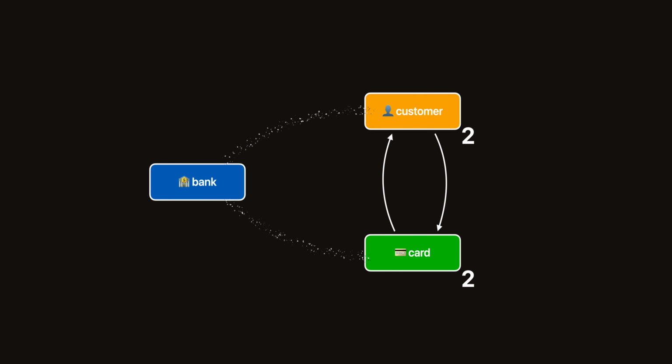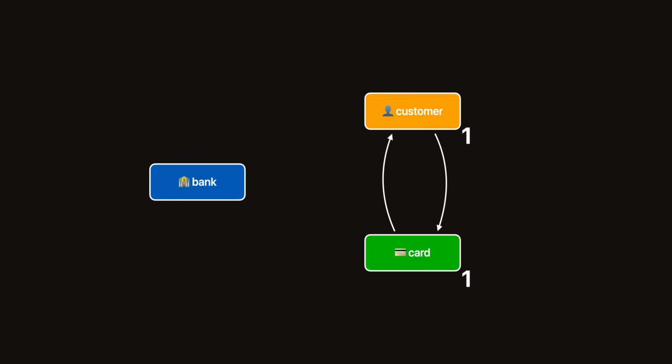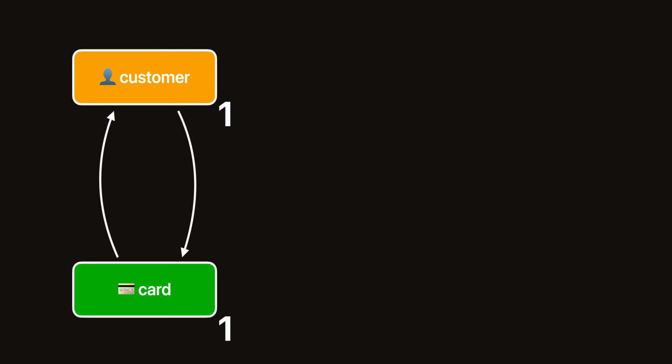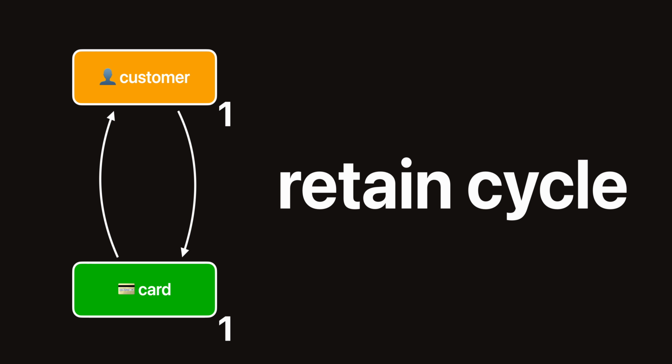Now imagine the customer decides to close the account and cancel all the cards. The bank does it and deletes the records from its database. However, the customer still has a reference to the card, and the card has a reference to the customer who owns it. Can you see what happens next? Nothing, and that is the problem. Because the customer and card objects have references to each other, ARC assumes they are both still needed and should remain in the memory. That's obviously not true. We can clearly see that these objects are useless at this point. We call this situation a retain cycle or reference cycle.